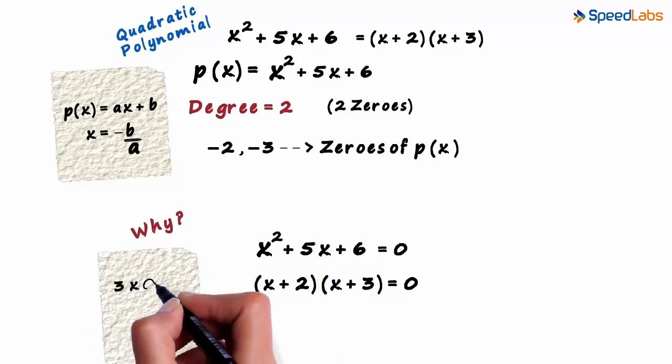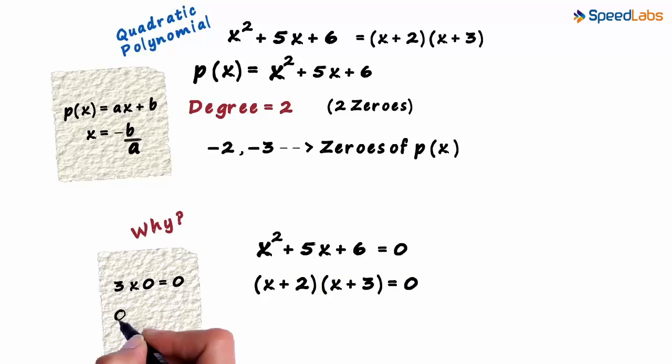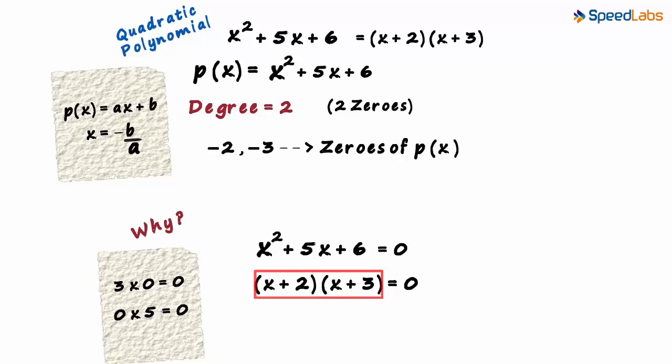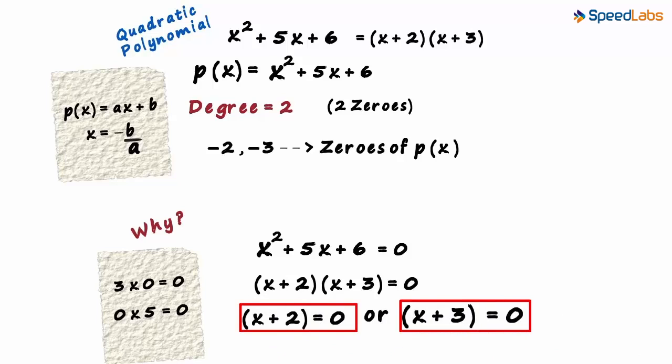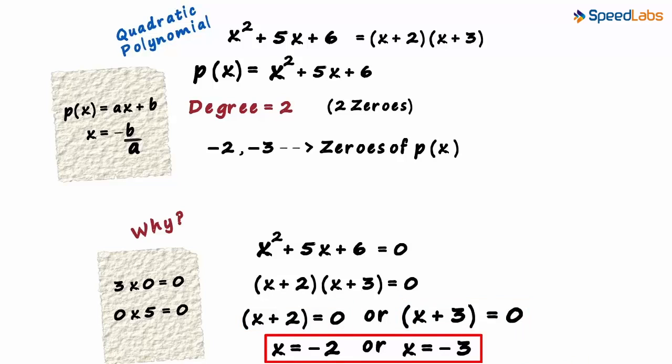3 multiplied by 0 equals 0. Even 0 multiplied by 5 equals 0. To get a 0, one of the numbers has to be 0. So we can say that x plus 2 equals 0 or x plus 3 equals 0. Solving these equations, we get x equal to minus 2 or x equal to minus 3. This is how we got the zeros of the polynomial. Try substituting minus 2 or minus 3 in place of x and you will get a 0.